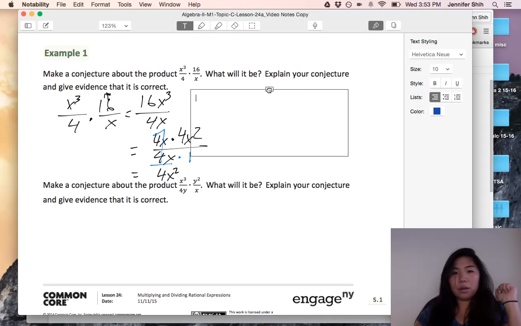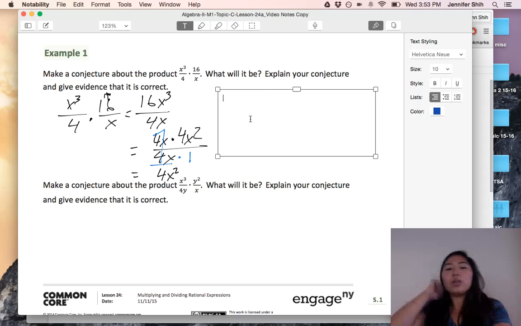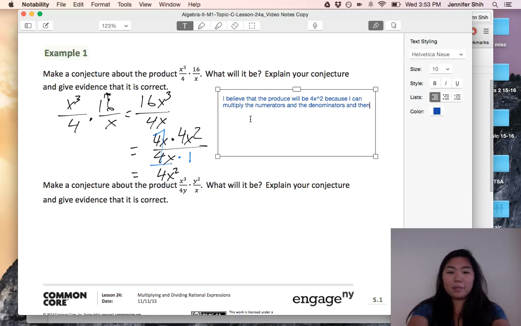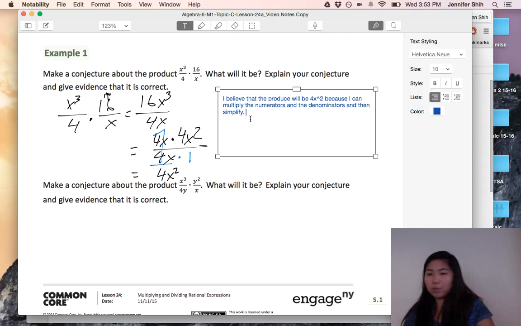Now, let's write a conjecture, which is going to be a little weird. But what we're going to do is write something like, I believe that the product will be 4x squared because I can multiply the numerators and the denominators and then simplify. So, just like any other fraction or rational expression, all we did was multiply the numerators and multiply the denominators, and then we simplified. And then we're going to do it again in the second example.